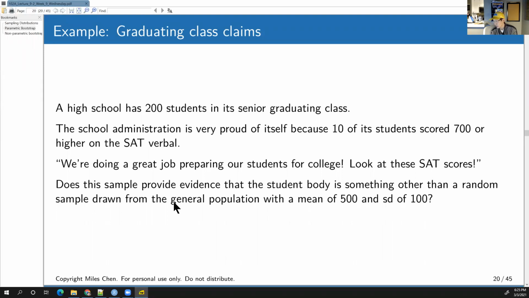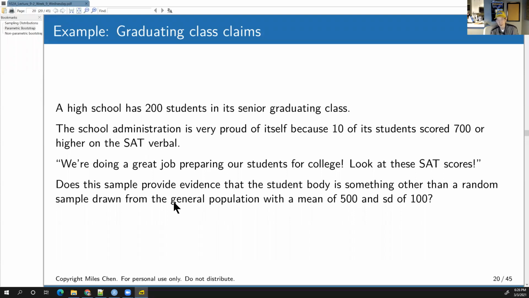Here my example says a high school has 200 students in its senior graduating class, and the school administration is very proud of itself because 10 of its students scored 700 or higher on the SAT verbal. The school administration says, oh, look, we're doing a great job preparing our students for college.